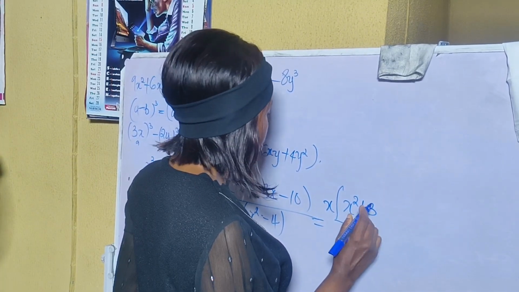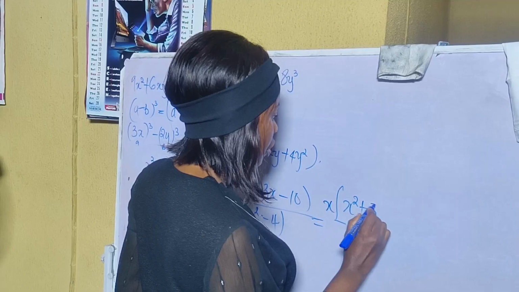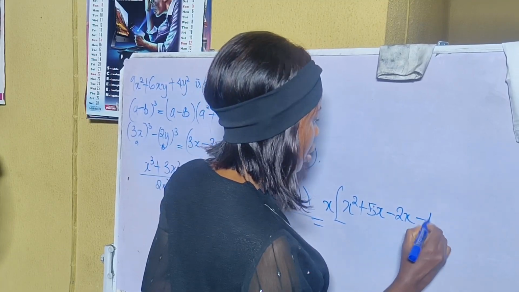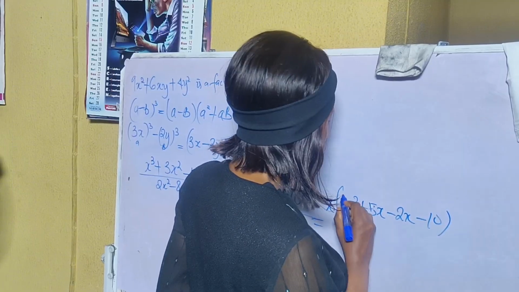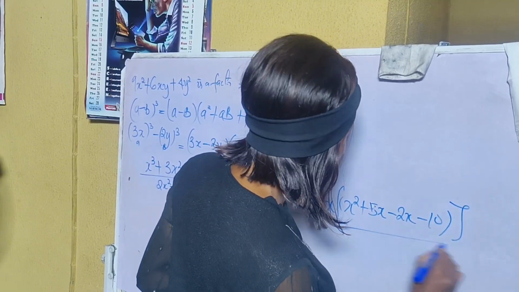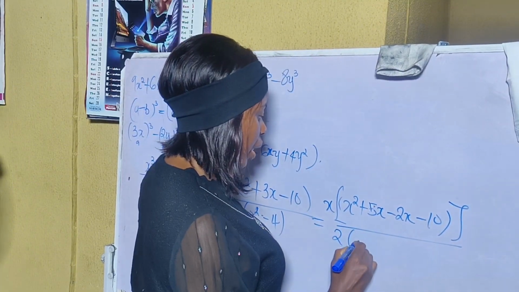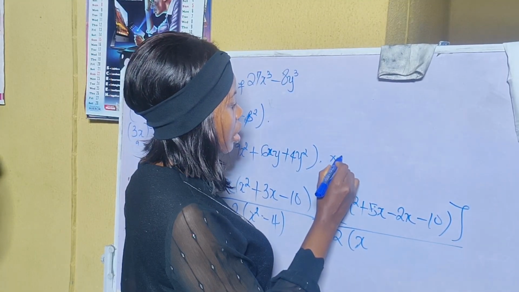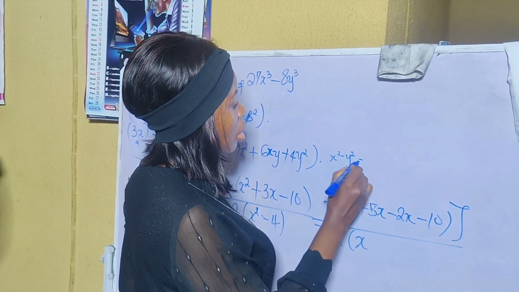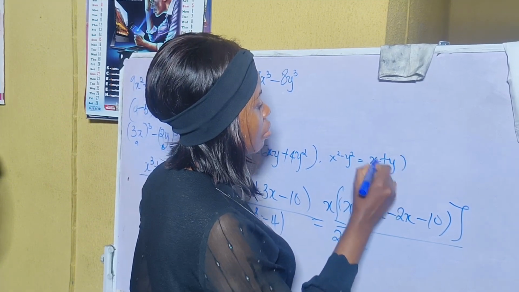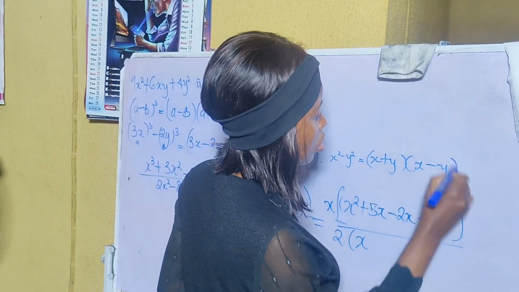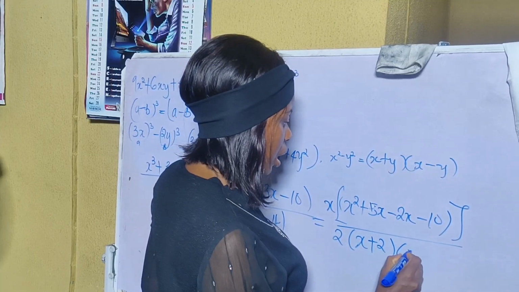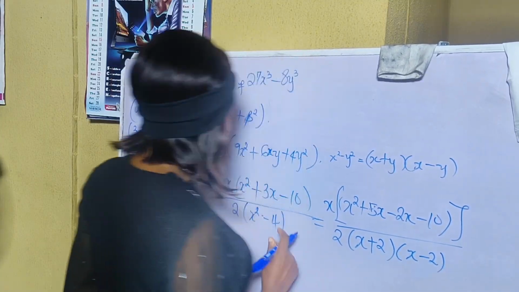We factorize x squared plus 5x minus 2x minus 10, all over 2 brackets, difference of 2 squares, which is the product of their sum and their difference. So having that, this becomes x plus 2 bracket x minus 2.